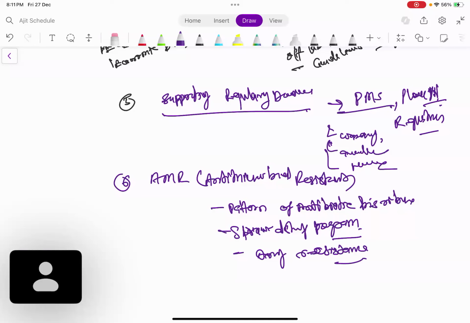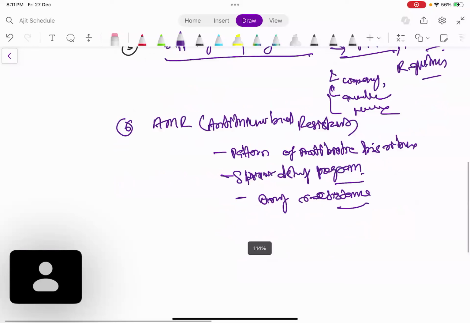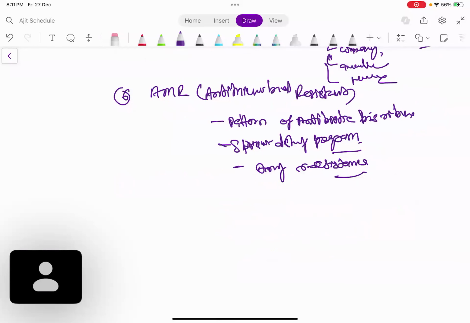I will tell you at least 2 to 3 examples around each and every topic here, so you can easily make some kind of questions. Yes, precision medicine also I'm coming to.